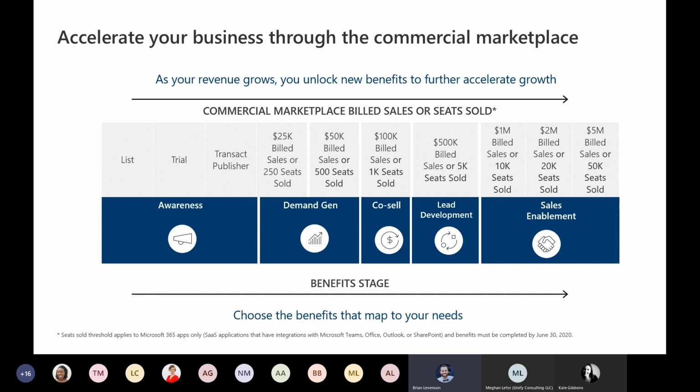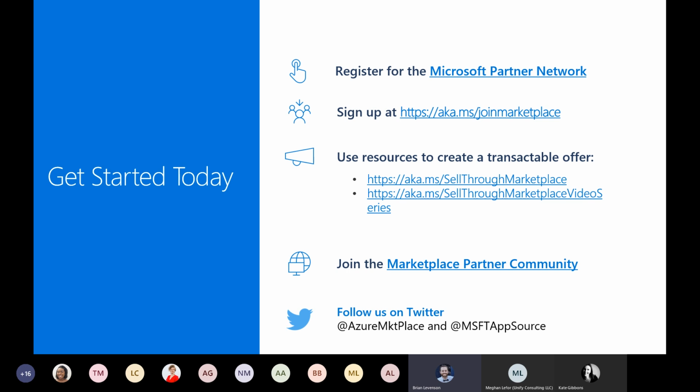You see across the bottom that it starts with awareness of your listing or your trial offering. And then as you generate more sales, the benefits become more and more robust along the way. I do really want to call out that CoSell is a verb rather than a program in the context of this specific slide. So we start with generating awareness and demand generation, and then we'll co-sell together, lead development, and then full sales enablement really along the way. And Marketplace Rewards is a very exciting program. Happy to share more information on that.